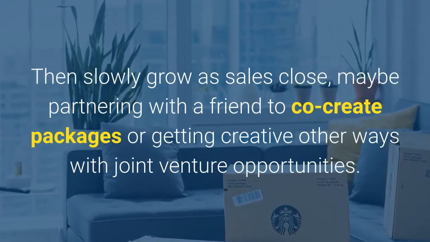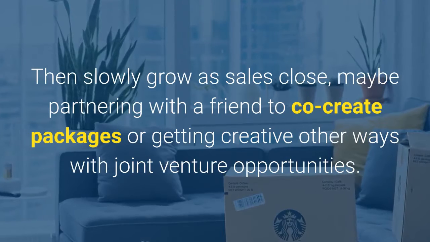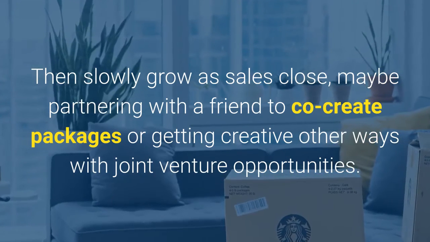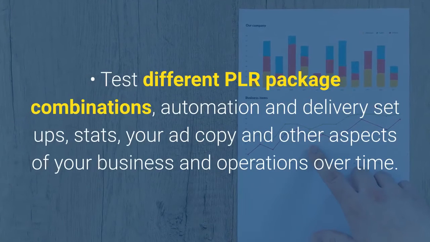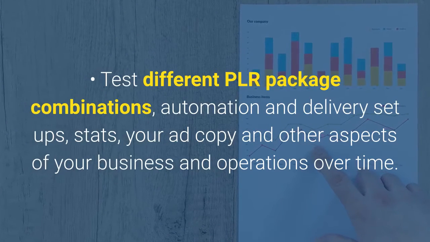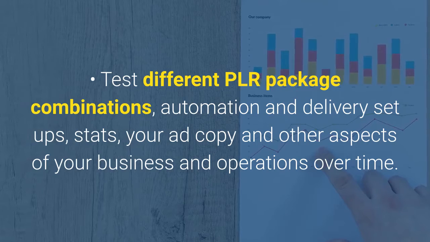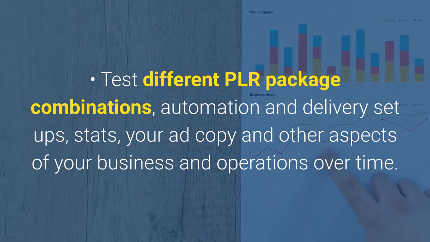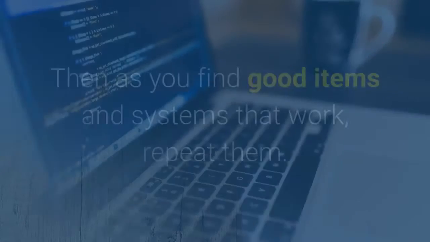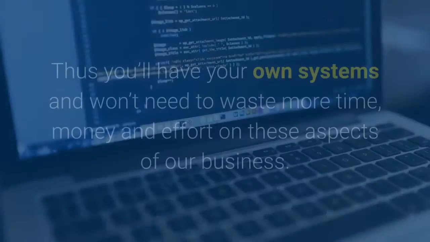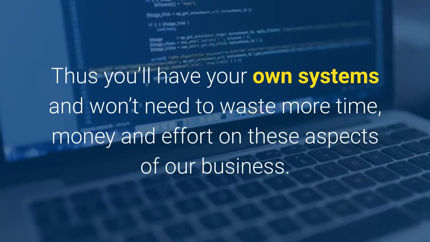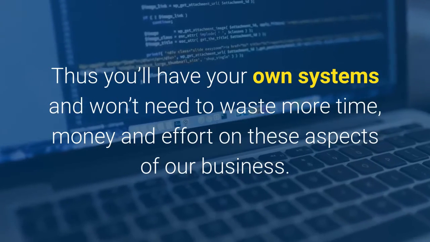Then slowly grow as sales close, maybe partnering with a friend to co-create packages or getting creative other ways with joint venture opportunities. Test different PLR package combinations, automation and delivery setups, stats, your ad copy and other aspects of your business and operations over time. Then as you find good items and systems that work, repeat them. Thus you'll have your own systems and won't need to waste more time, money and effort on these aspects of your business.